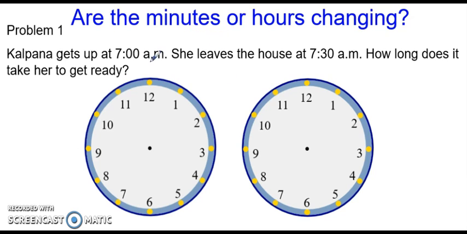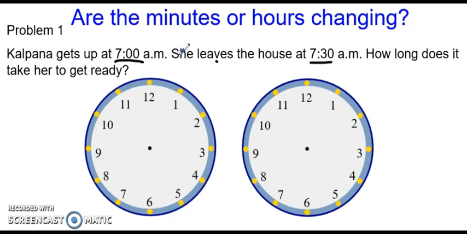So it's important to figure out, is it the minutes that are changing, or the hours that are changing, or both? So if we look at the time from 7 a.m. to 7:30 a.m., I notice that the hours are the same because this is 7 a.m. and this is 7 a.m., but the minutes have changed. We went from 0 minutes to 30 minutes.